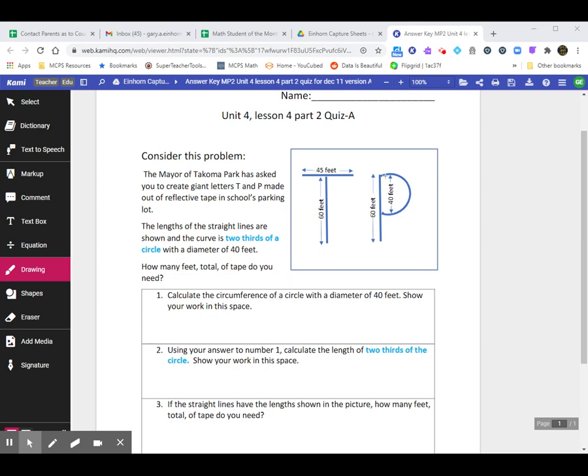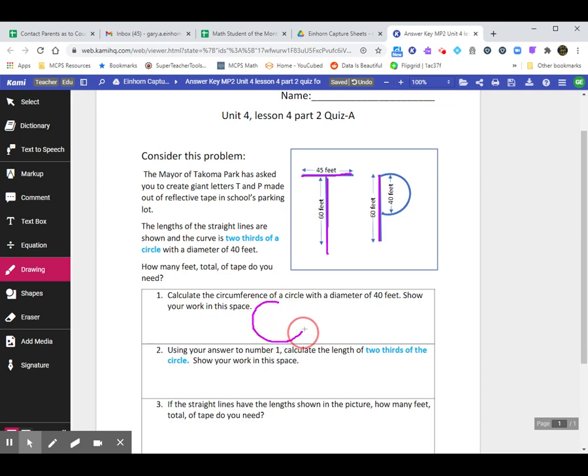Before we can find it, we know this side is 45. We know that is 60. We know that is 60, but we don't know this part. So how do we find that part? We know it's 2/3 of a circle. So before we can find 2/3 of a circle, we need to find the whole circle. So that's what you do for number one.